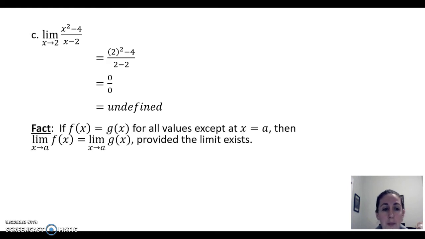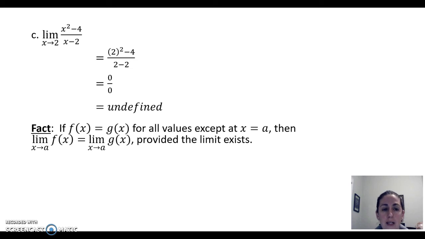So I have a fact for you. If f of x is equal to g of x for all values except at a, but they're equal for any other value but a, then the limit as x approaches a of f of x would equal the limit as x approaches a of g of x. Of course, provided that the limit does exist.